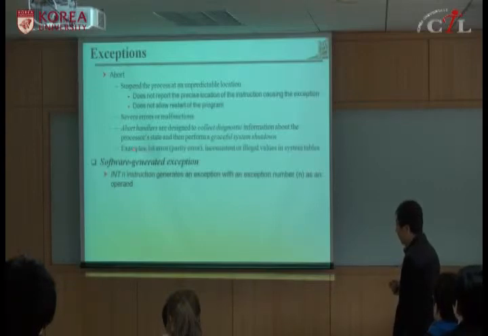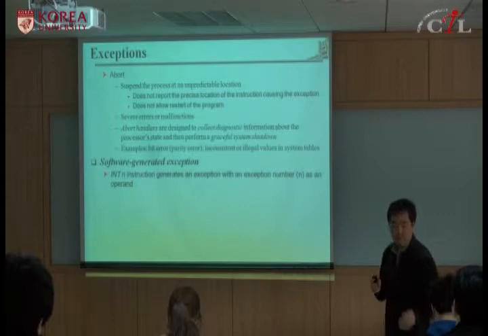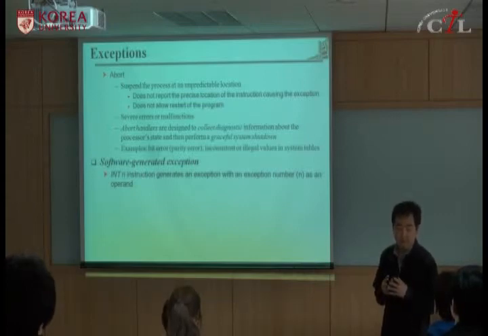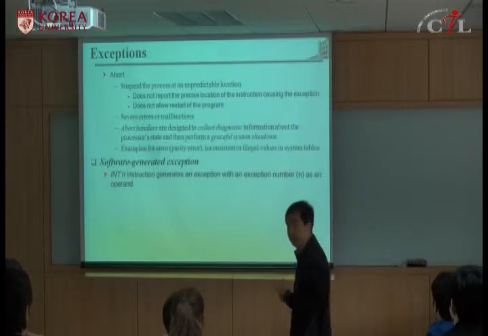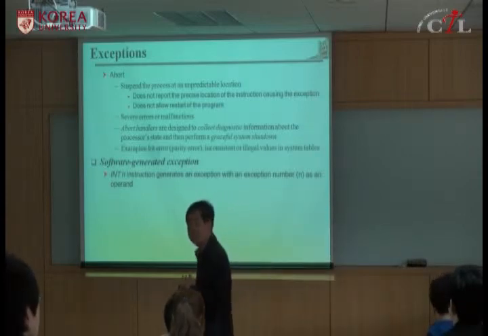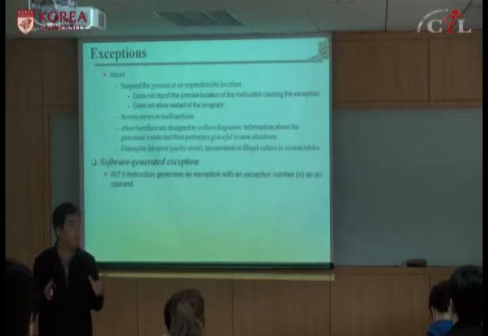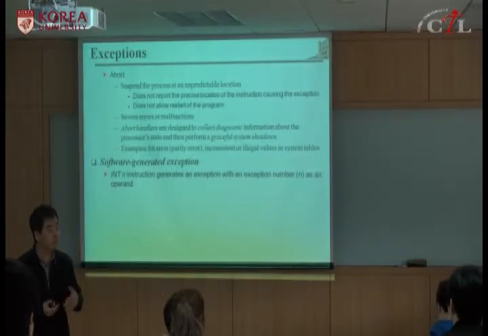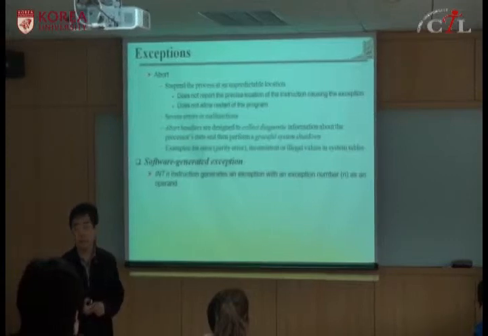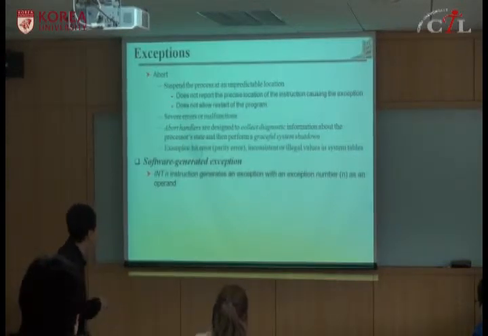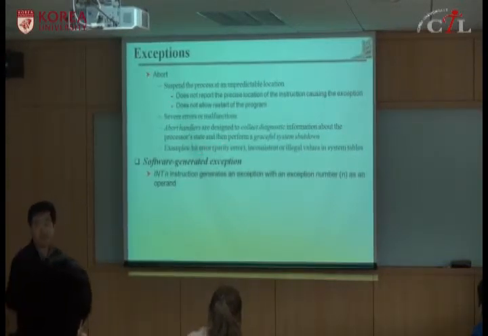The example is called bit error, parity error, or inconsistent or illegal value in system table. There are some processor internal hardware registers which are not visible to the user programmer, and sometimes that state can be corrupted, and the hardware monitors the registers and can report this kind of exception. Or sometimes these are hardware errors.